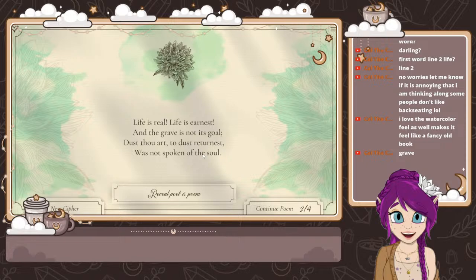Life is real, life is earnest, and the grave is not its goal. Dust thou art to dust returnest, was not spoken of the soul.